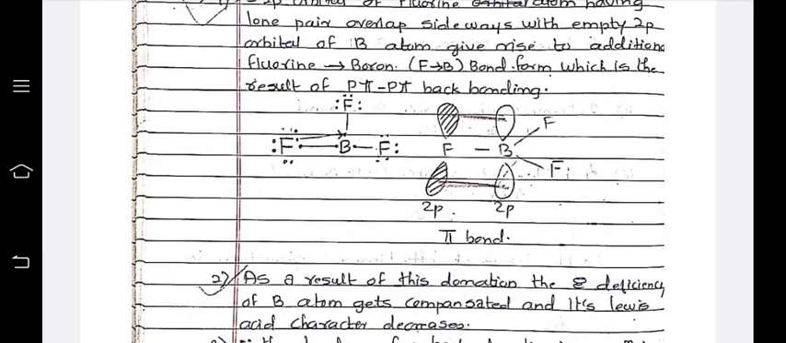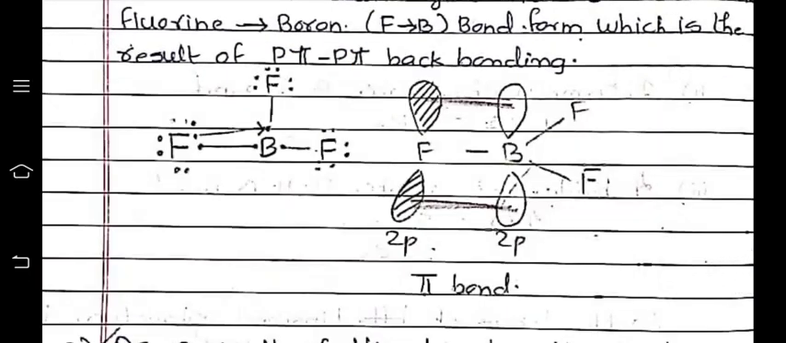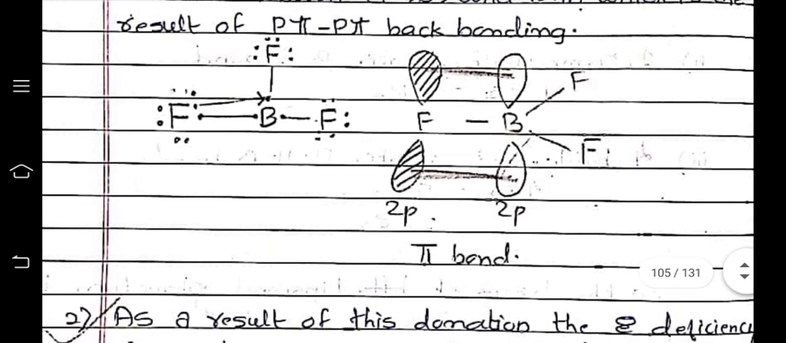Here the structures are given. In the structure, the boron atom has 3 valence electrons. These 3 valence electrons are involved in the formation of the covalent bonds. So the total number of electrons available for the boron atom after the formation of covalent bonds is 6 electrons.